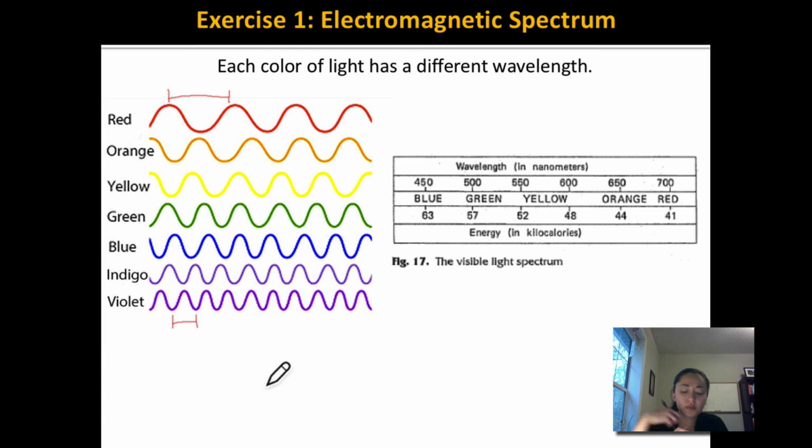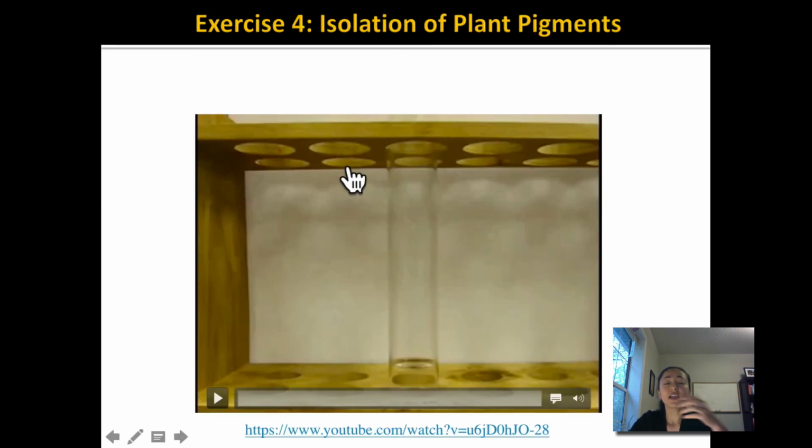So before we talk about that, notice again that each of these different colors of light has a different wavelength. And plants actually have molecules called pigments that can absorb different wavelengths of light. Every pigment absorbs a different wavelength, or different color of light, best. So we can actually see all these different pigments in a plant.